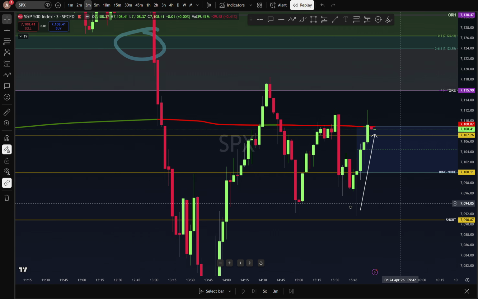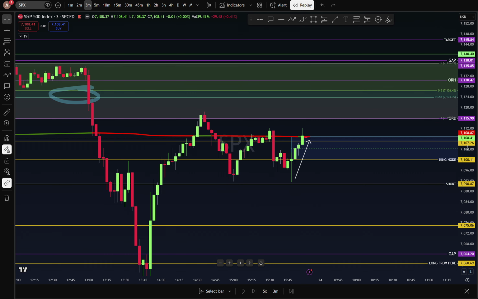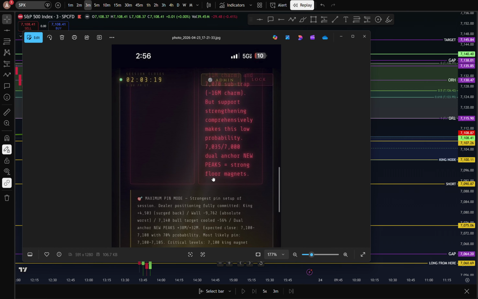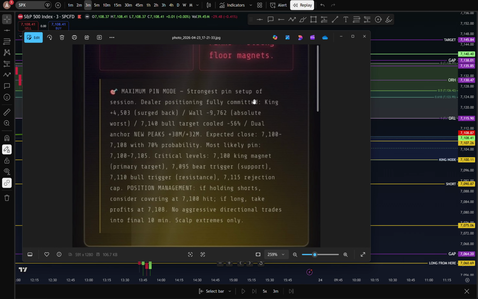And everything was so easy today, mapped out, very nice, beautiful, the setup was there. And here also by 2:57 we got another update. It says strong pin setup, dealer position, fully American. You can pause and read. And again it says expected close between this and 70% probability. It was the highest probability.